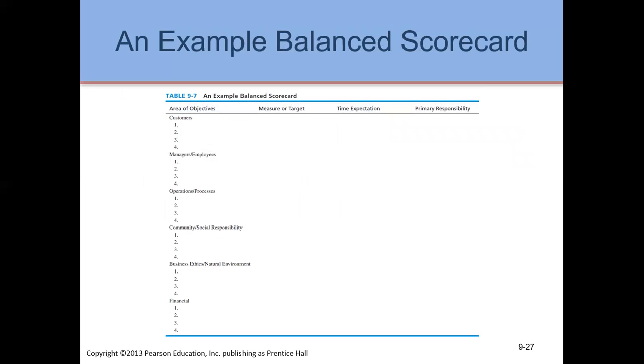Now we are looking at another example of a balanced scorecard. We also talked about the scorecard and dashboard technique in our previous sessions. The example we have just presented here talks about areas of objectives, which may include customers, managers and employees, operations and processes, community and social responsibility, business ethics and natural environment, and the financial aspects. In addition to these areas of objectives, we need to talk about the measure or target related to our areas of objective, time expectation for those particular objectives, and primary responsibility. These are the concerns we need to address in the balanced scorecard.